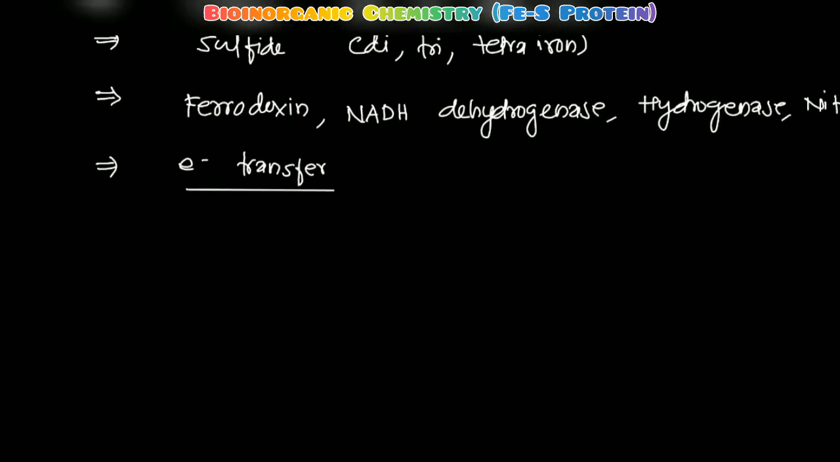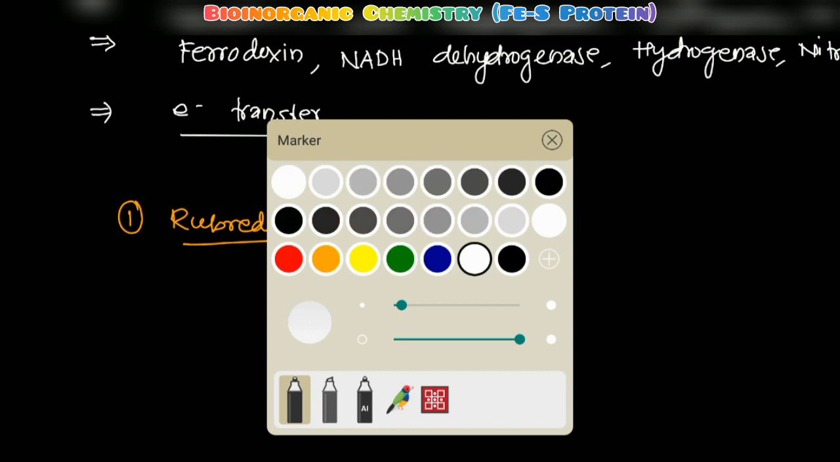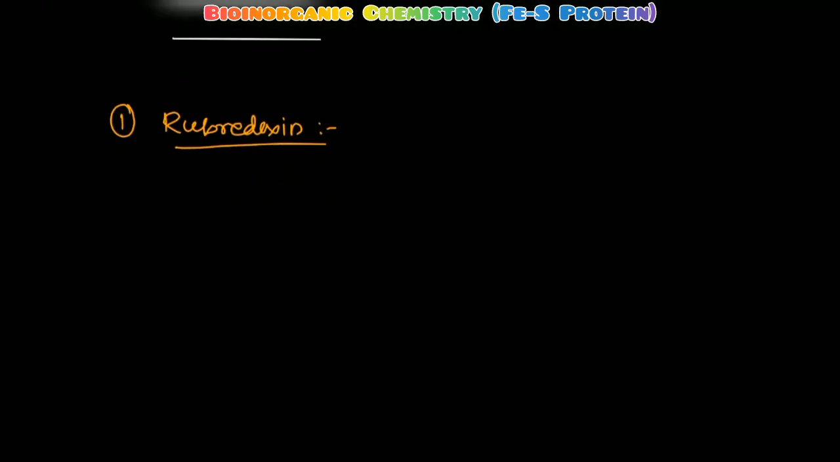The iron sulfur proteins are classified on the basis of their structures, say the number of iron atoms present. The first example is rubredoxin. In rubredoxin the active site is an iron. It is a low molecular weight iron protein, particularly found in bacteria, which is involved in electron transfer reactions.